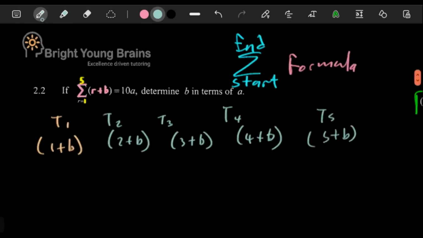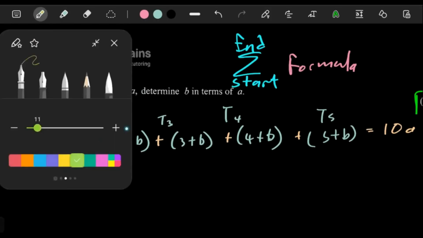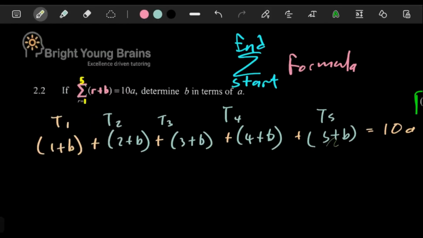So the idea is, because this is a sigma expression here, it means you have to add all these up. You're adding up everything. Now they said after adding up everything, it is going to give you 10a. So this is equal to 10a. Now they say determine b in terms of a. So we don't have to worry too much. All these are being added up, right? So if you think of it nicely, it's like 1 plus 2 plus 3 plus 4 plus 5. It's like 9 plus 3 is 12, plus 2 is 14, plus 1 is 15. So like 15, right?